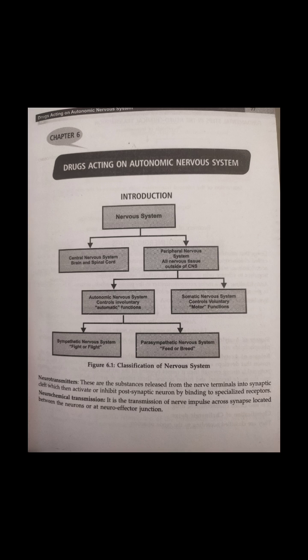And next we have effect on GIT. It contracts the smooth muscle of GIT and increases the peristalsis. And the fourth one is effect on skeletal muscles. It increases the strength of muscle contraction.